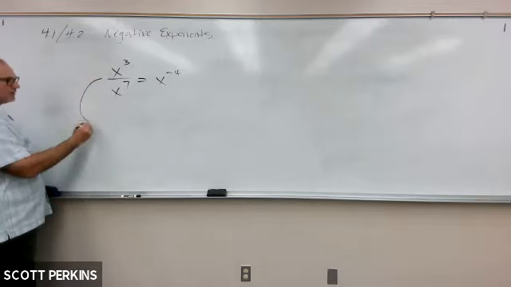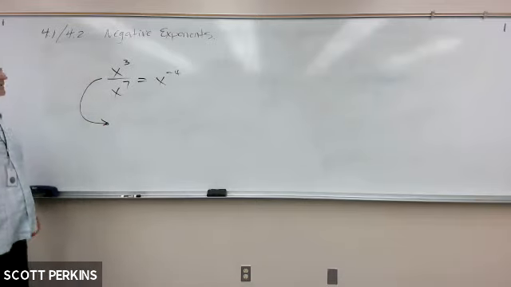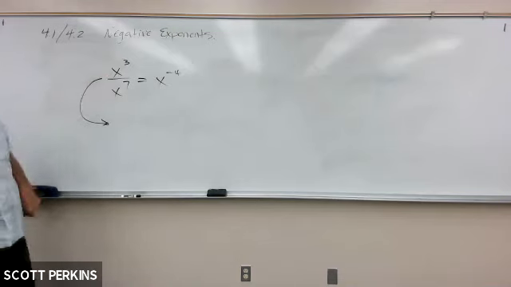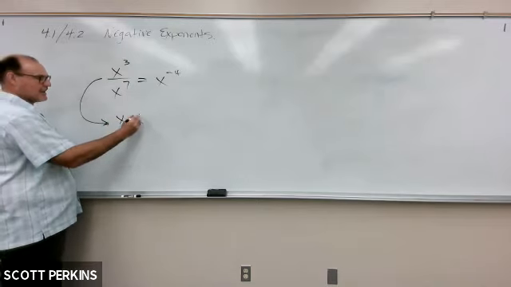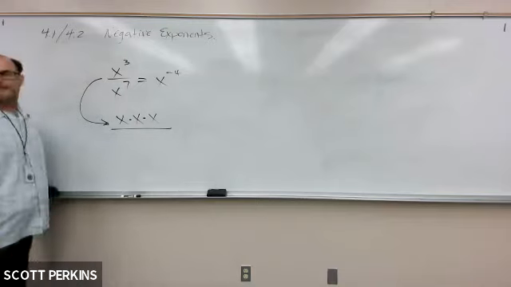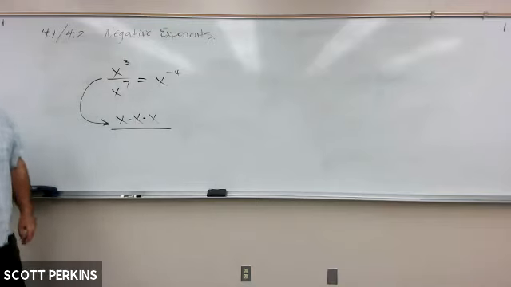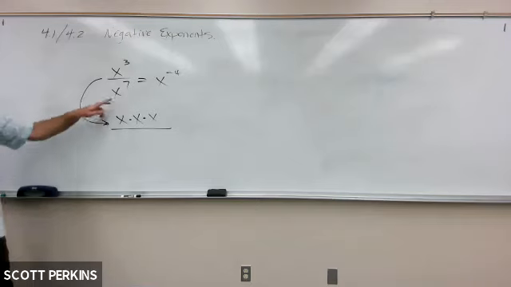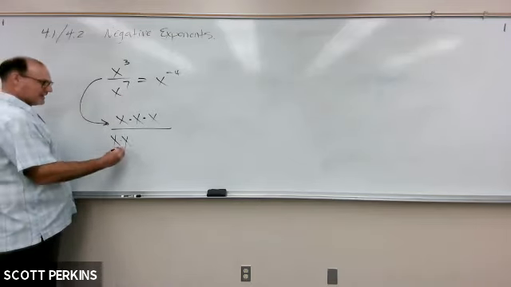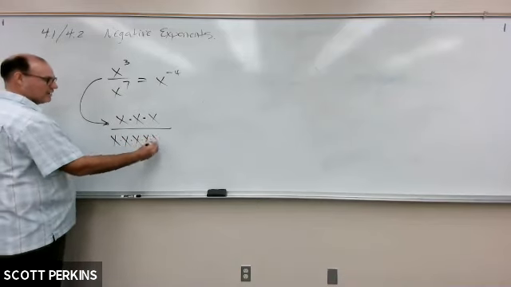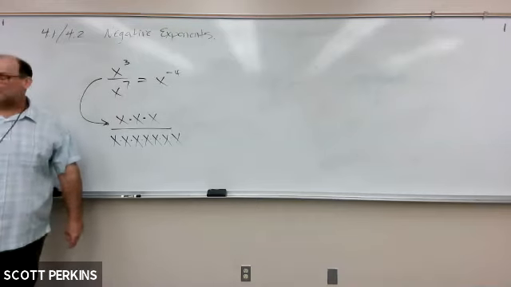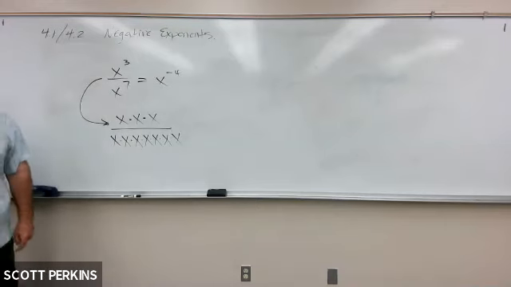So I'm just going to draw a little arrow. I'm doing this problem another way. X to the third means I have X times X times X. I have 3 of them. X to the 7th means how many X's do I have? X times X times X. That's 4. That's 5. That's 6. That's 7. It's nice that we have the quotient rule, so we don't have to walk around drawing all these X's all the time.